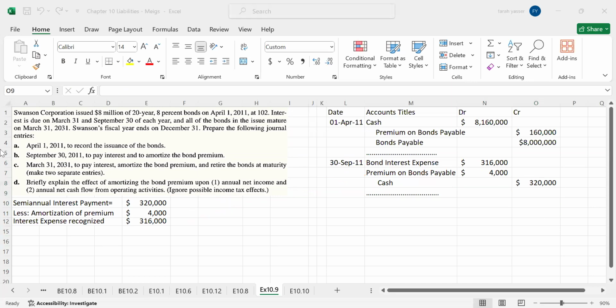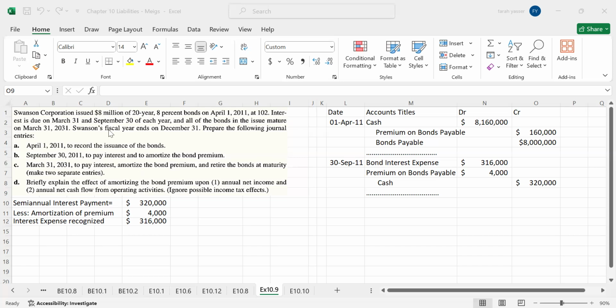The third entry is on March 31st, 2031, meaning on the date of maturity, to pay the interest payment and amortize the bond premium. Amortization of bond premium is required, and the next entry, related to retirement of bonds at maturity, is also required. One thing is mentioned: make two separate entries. Separate entries means we are going to record retirement of bonds separately, and the interest and bond premium separately in another entry.